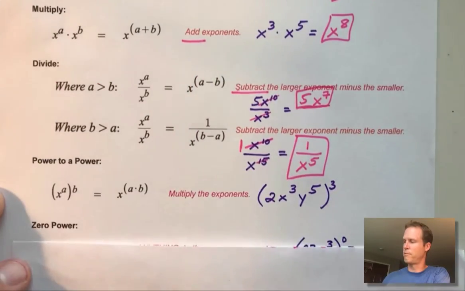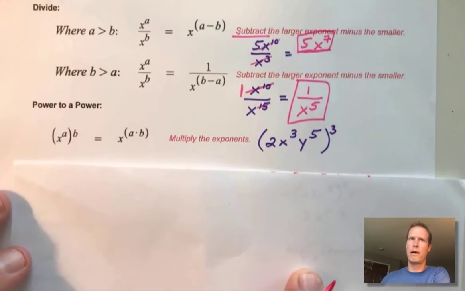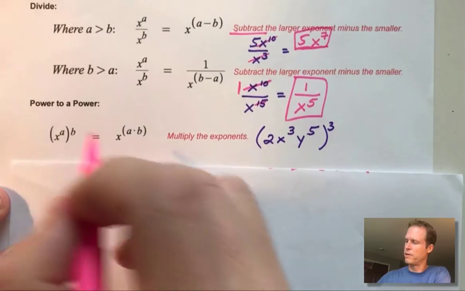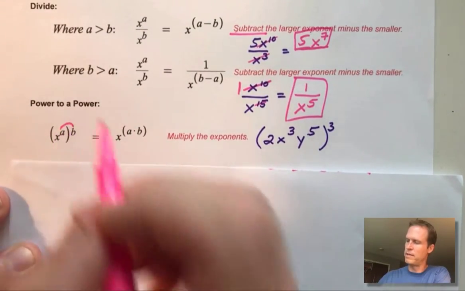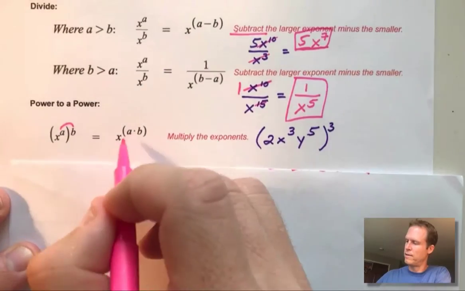Keep those two separate. Next, if you see a power to a power, you're going to ask how many do you have total. Well, if I have x to the 8th and I have it b times, you're going to multiply those together and get the answer like this.